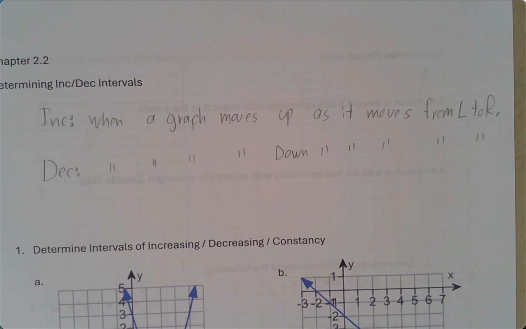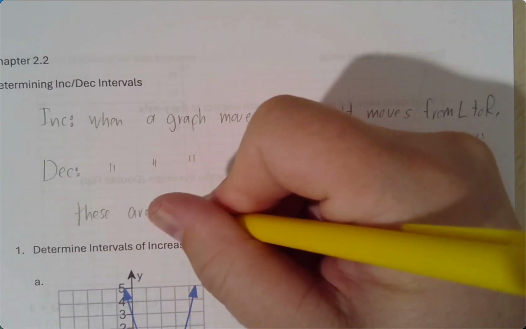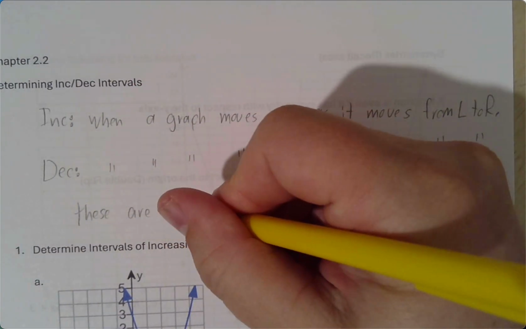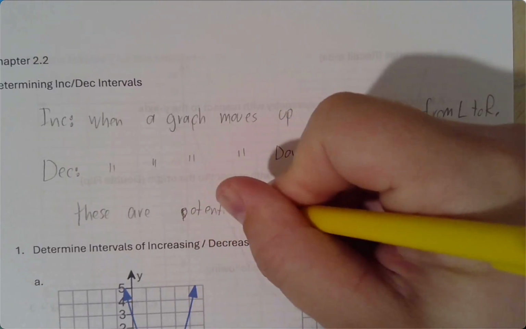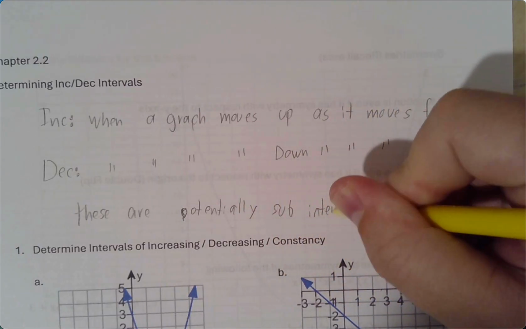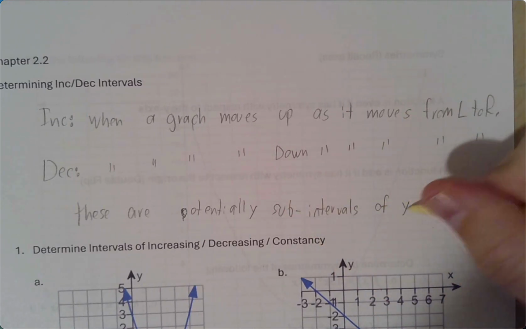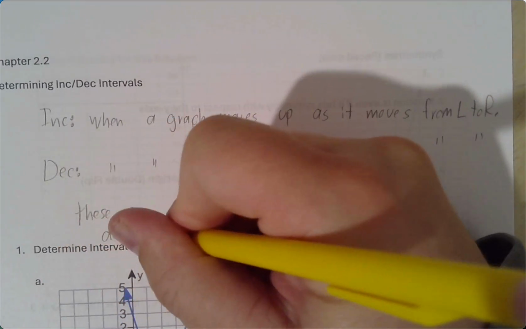The other thing is, here's the key. I'm going to use a fancy word here. I'm going to say potentially subintervals of your domain. That's kind of the key idea here.